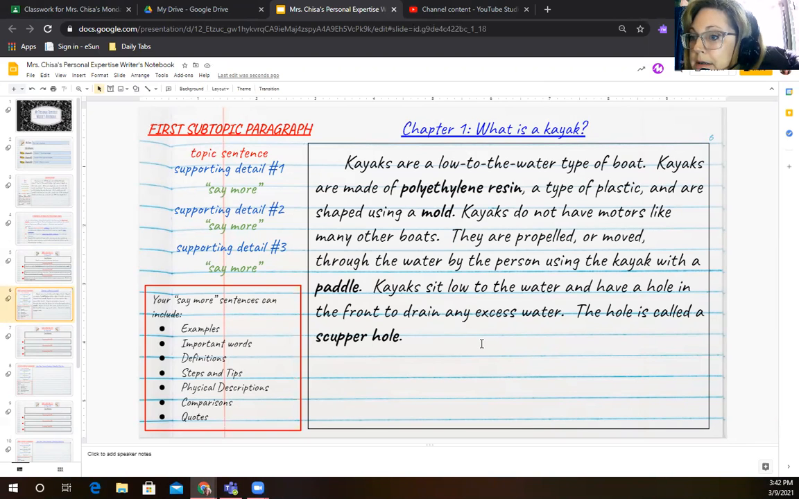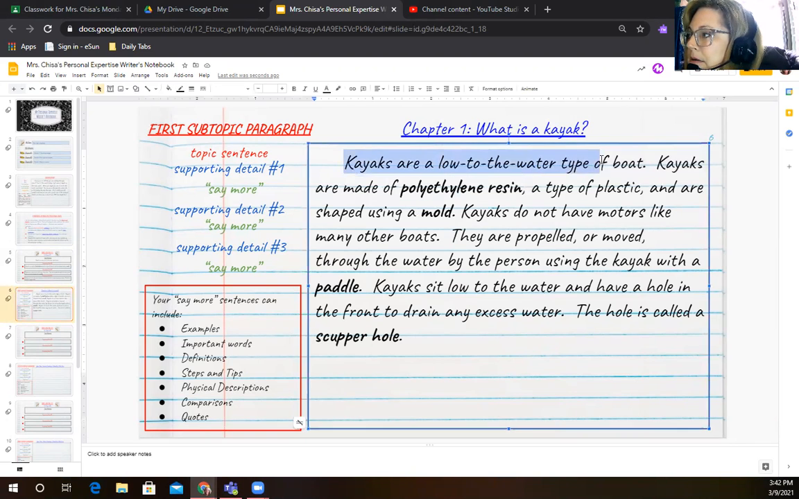So when you read it, you have your topic sentence telling what we're talking about. And then you have all of your supporting details. So kayaks are a low to the water type of boat. Now this is descriptive and I'm going to tell you about kayaks. Kayaks are made of polyethylene resin, a type of plastic, and are shaped using a mold. Kayaks do not have motors like many other boats. They are propelled or moved through the water by the person using the kayak with a paddle. Kayaks sit low to the water and have a hole in the front to drain any excess water. The hole is a scupper hole.